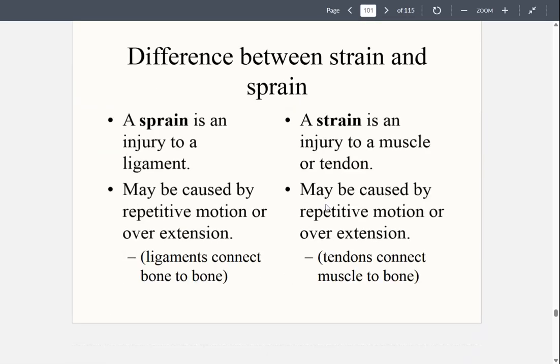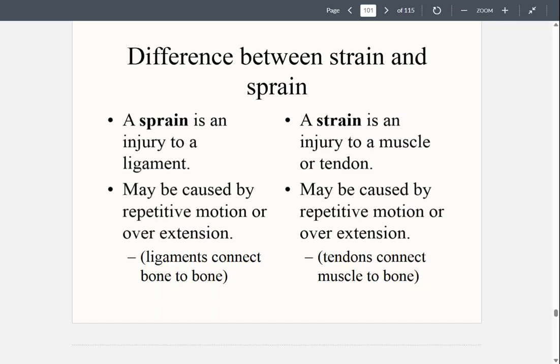Now, what is a sprain and what is a strain? A sprain is going to be an injury to a ligament. So this can be a sudden overextension of the ligament, or it can be due to repetitive motion. But it is the ligament that has been injured. A strain is going to be, again, still due to a sudden overextension or repetitive motion, but a strain is going to be injury to a muscle or tendon.